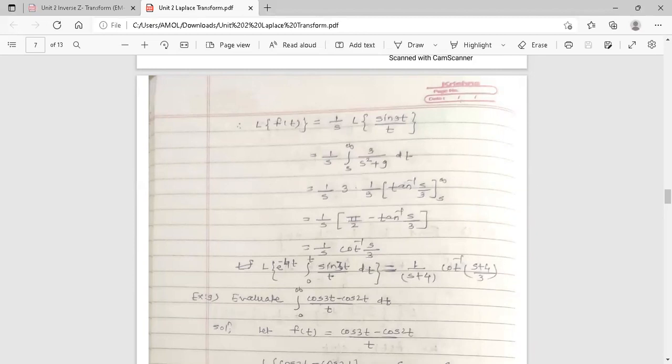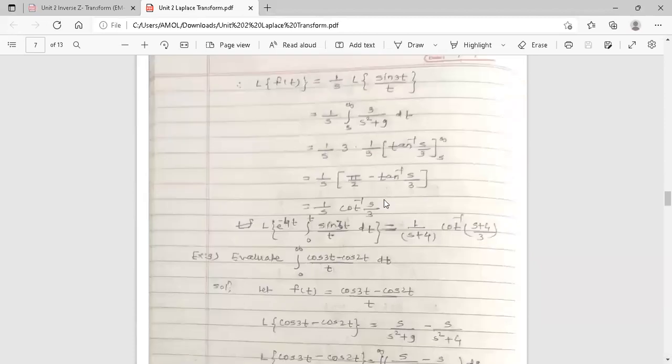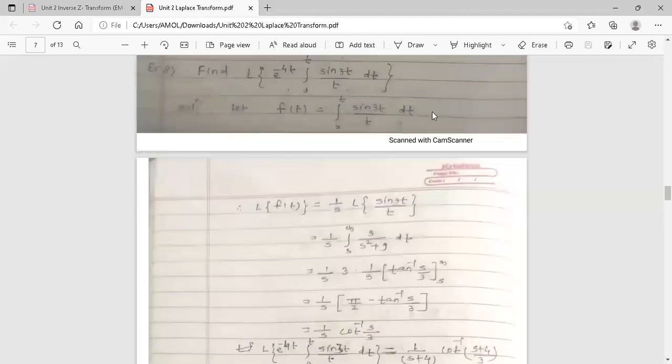But here we want the Laplace transform of this integral, integration over 0 to t. That's why here Laplace transform of f of t. F of t, what is f of t? We have taken integration over 0 to t. Now you know what is the Laplace transform of sin 3t upon t. It is cot inverse s by 3. And then use the integration property, Laplace transform of integral. Integral means you just divide the term by s. Laplace transform of sin 3t upon t, you divide this term by s. That is the Laplace transform of integral property, integration over 0 to t sin 3t upon t.